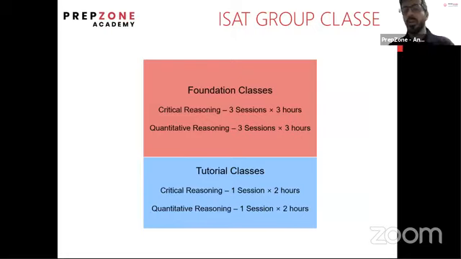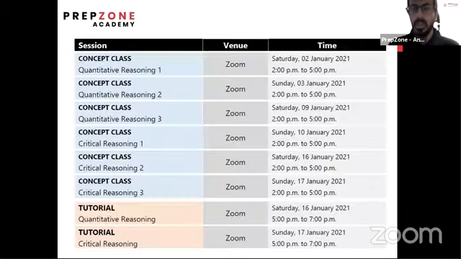This is how a typical group class looks for ISAT. There are 6 sessions in total of 3 hours each, 18 hours of classes, and then tutorial sessions, 2 sessions, one for critical, one for quant, of 2 hours each. This is the typical group structure. At the moment, we are running all Zoom classes. There are no in-person sessions at the moment.